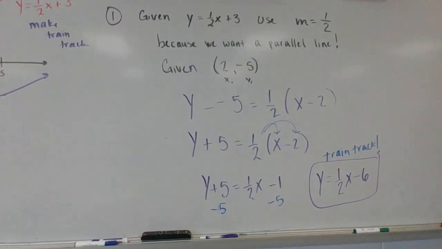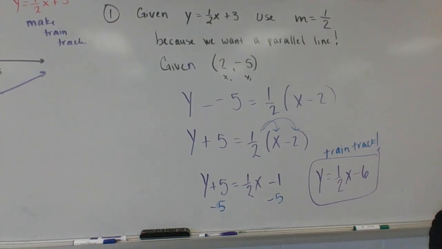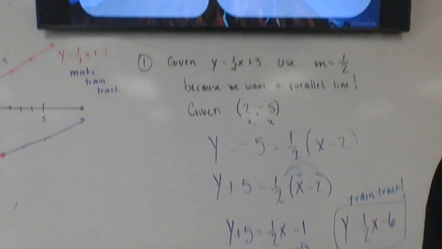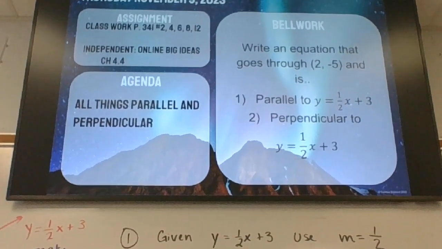Same process as perpendicular, but for perpendicular, we use the opposite reciprocal. For instance, if we were given 4, we would do -1 over 4. Actually, let's see what we're given and see what we're going to switch. So this is now number 2.